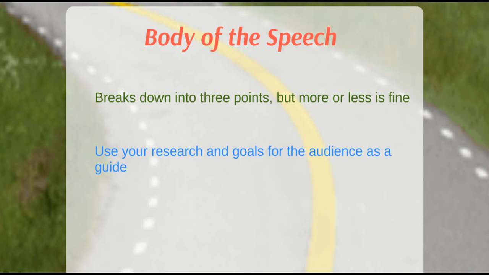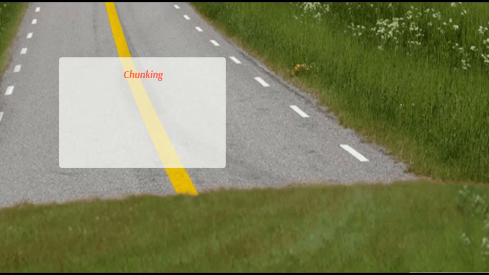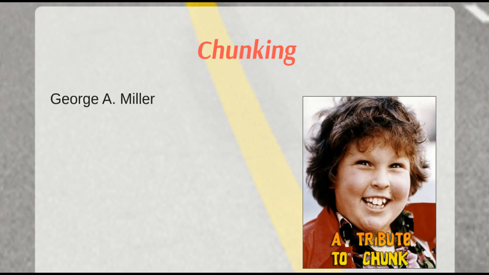You want to use your research and goals for the audience as a guide to do this, and you really need to determine the most effective way to chunk information. So let me talk about what I'm discussing by that. So when we're discussing chunking, I'm not talking about this guy, if there's any Goonies fan. I'm talking about George Miller, who basically discovered that the human brain is really only capable of holding about 4 to 5 pieces of information, a little bit more, a little bit less, depending on the person.